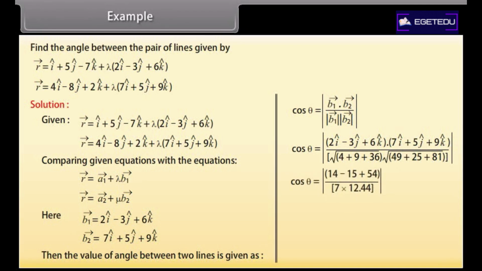Cos theta equals the modulus of 14 minus 15 plus 54, divided by 7 into 12.44, which equals the modulus of 53 by 87.08. Theta equals cos inverse of 53 by 87.08. Theta equals 52.51 degrees.